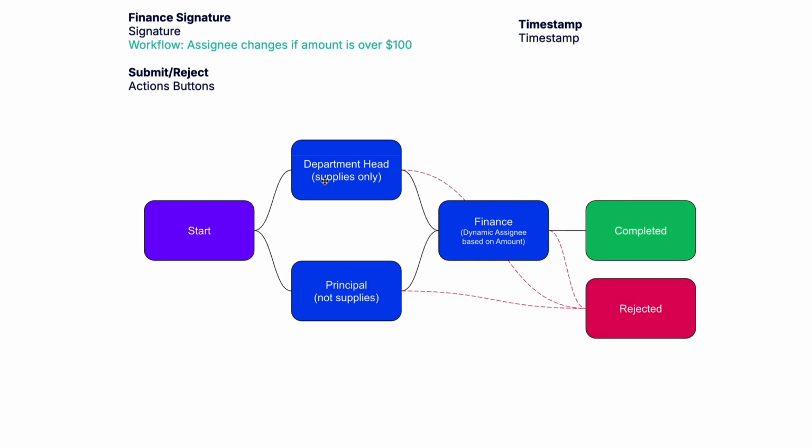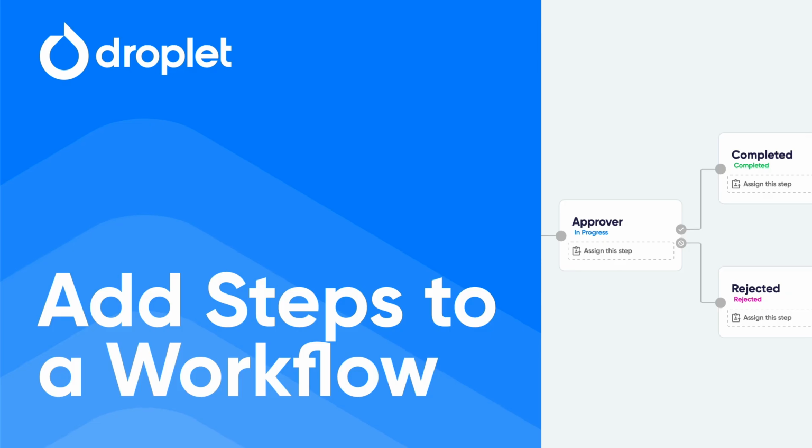All right, in the next video, we're going to look at these workflow rules for a department head being supplies only and a principal being not supplies, but also whether or not the finance step even runs based on the amount. Workflow rules up next.